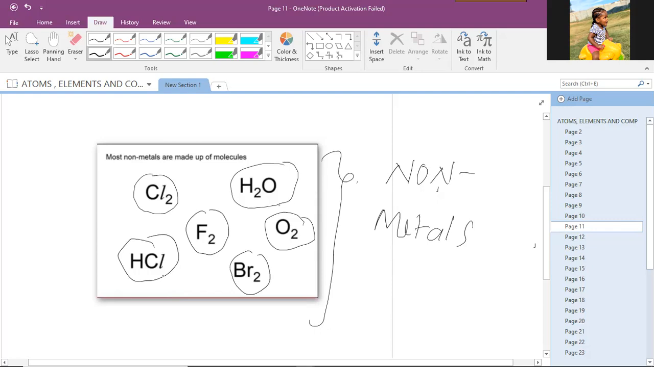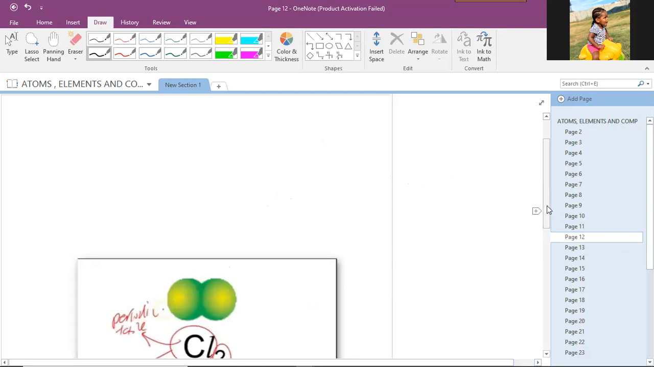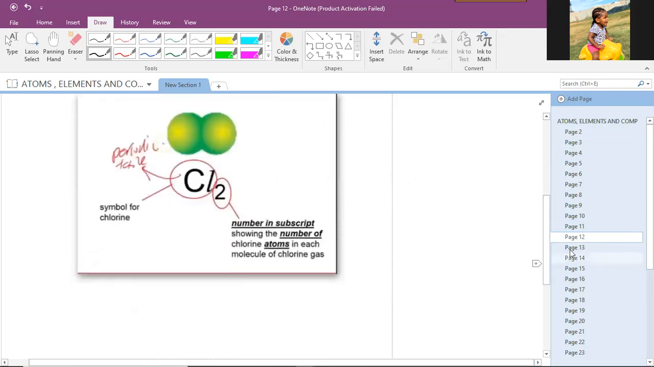The fascinating thing about hydrogen chloride gas is that if you dissolve it in water, it's going to become hydrochloric acid. So I'm going to teach you how to name these types of acids, and it will require you to memorize just a little bit. All right, this is another example of a molecule.